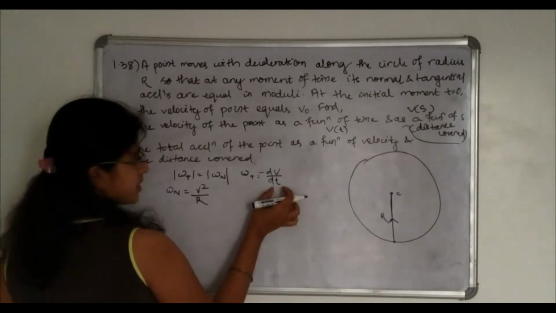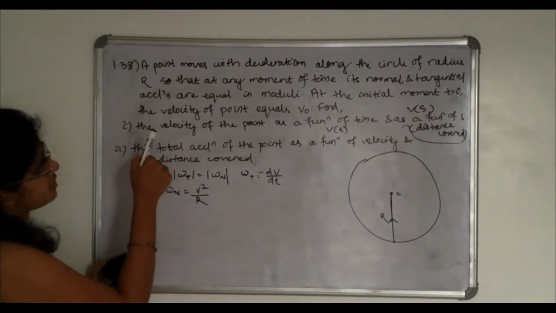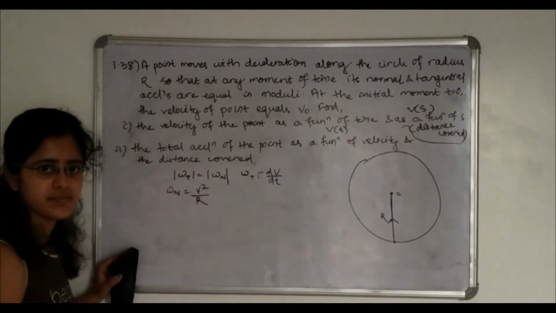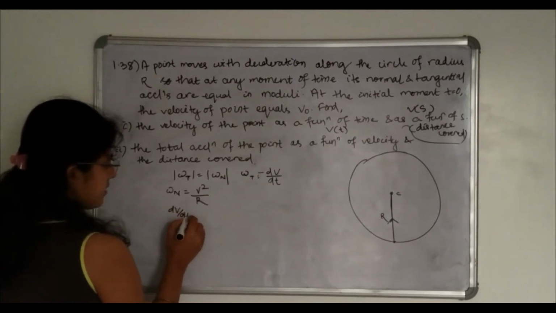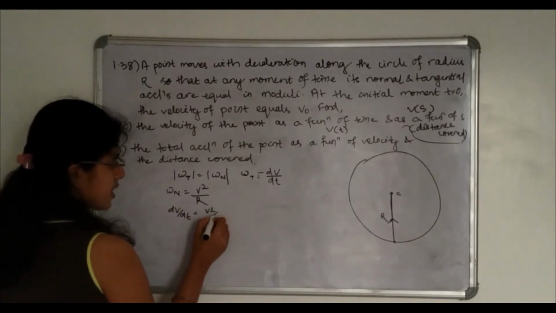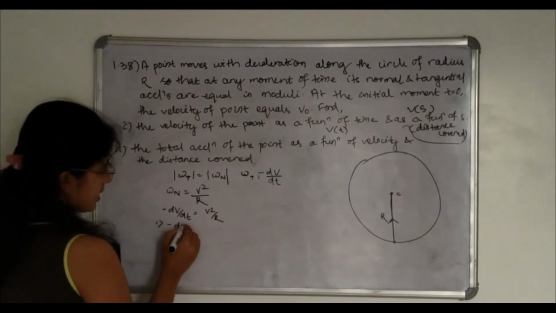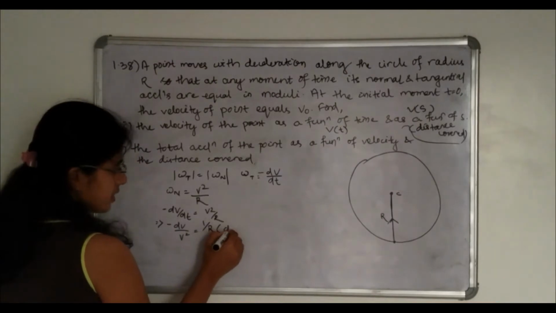We know that is the derivative of velocity with respect to time. But in the question it is given that it moves with deceleration. That means minus dv by dt. So equate: dv by dt is equal to v square divided by r minus dv by dt. Minus dv divided by v square is equal to 1 by r into dt.